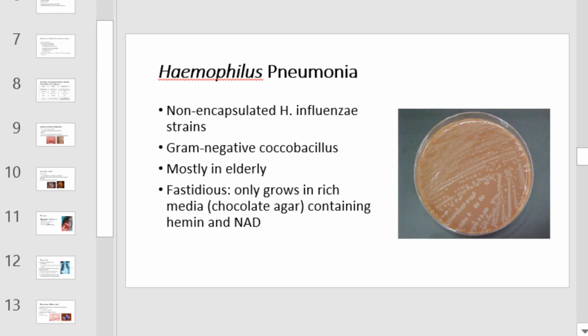Haemophilus pneumonia is a non-encapsulated form of Haemophilus influenzae. This is a gram-negative coccobacillus organism and is common mostly in the elderly. It's a fastidious organism, which means that it only grows in rich media, like chocolate agar, containing hemin and NAD.